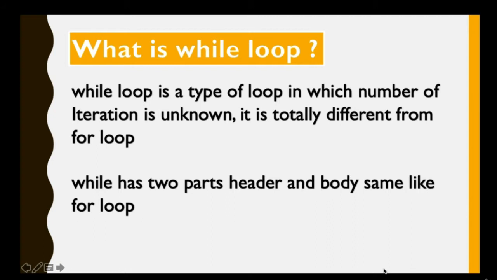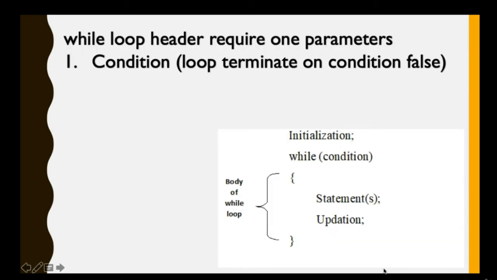A while loop has two parts. One is the header and the other is the body, same as the for loop. The while loop header requires one parameter, and that is the condition. The condition will decide when the loop should terminate and stop.